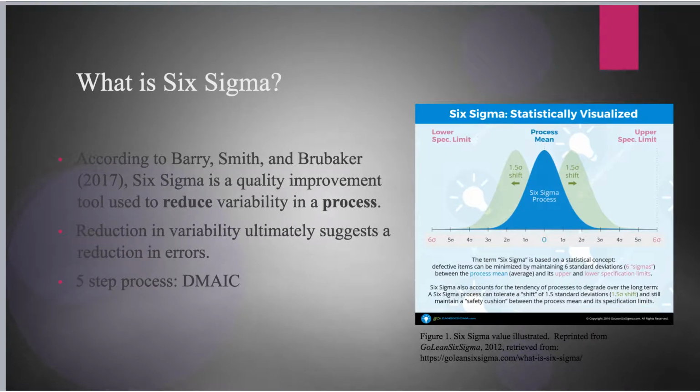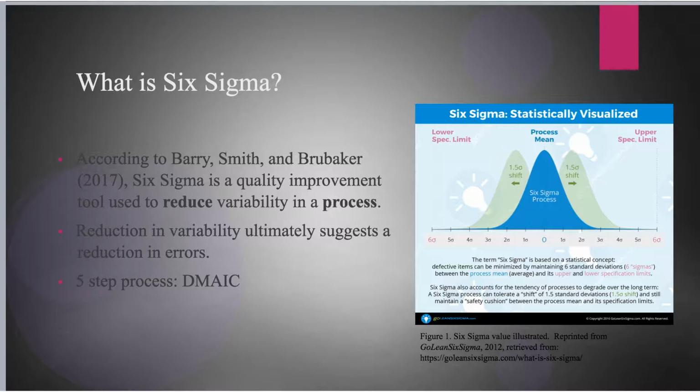Six Sigma is a quality improvement tool used to reduce the variability in any given process. Reduction in variability ultimately suggests a reduction in errors. In the figure on the right, you can see why Six Sigma has its name. In the middle is your process mean, and the object of Six Sigma is to get your errors to be 6 standard deviations away from your process mean, meaning that it's very unlikely to happen.